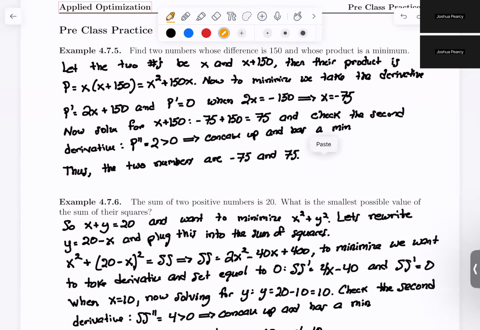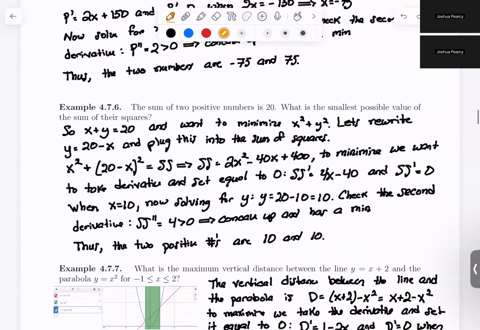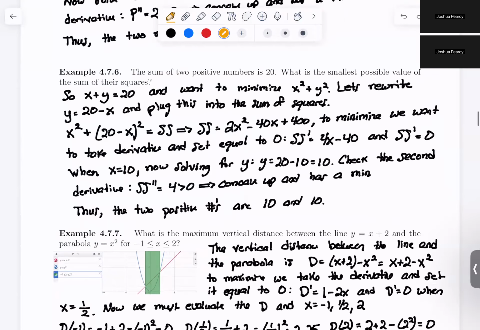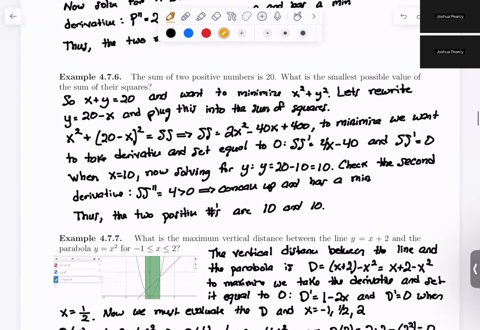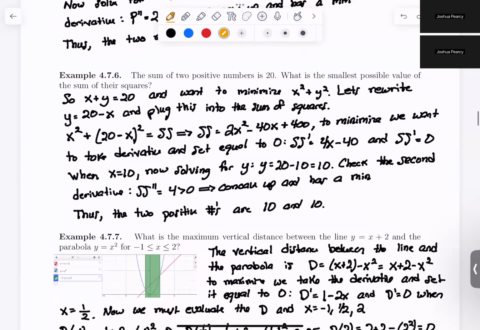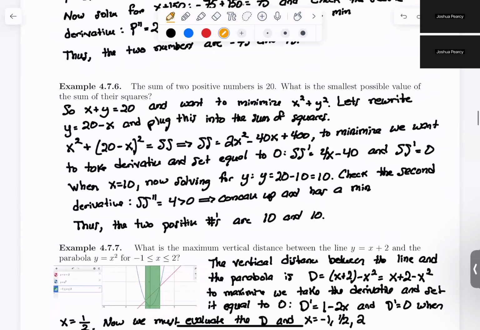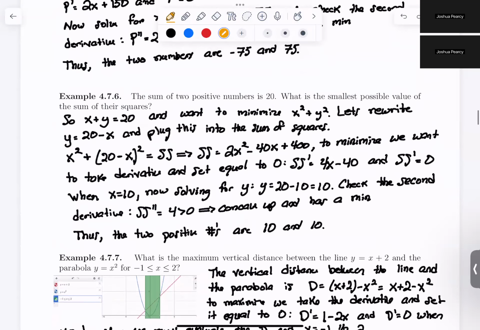So now let's move on to the next one. The next one says the sum of two positive numbers is 20. What is the smallest possible value of their sum of squares? So the first piece I know, their sum is 20. So that means I have two numbers, x plus y, that sum to 20, right? And what I want to do is minimize their sum of squares. So I want to minimize x squared plus y squared.